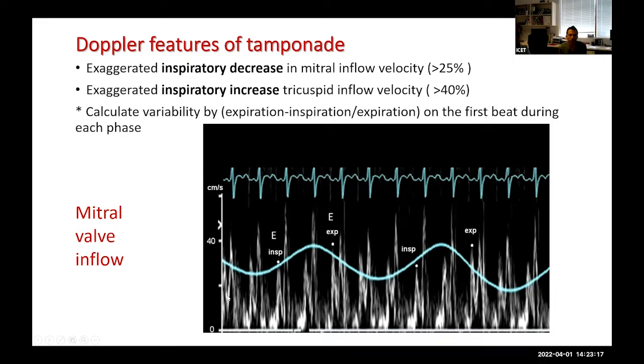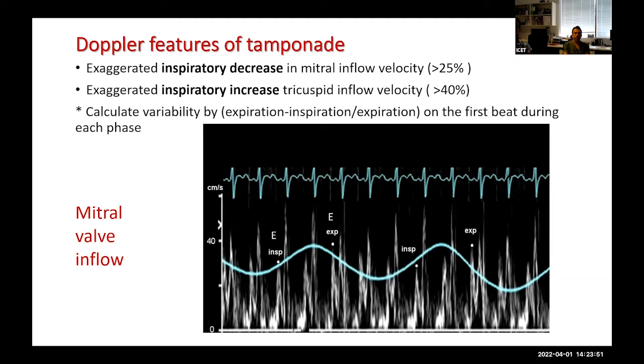Inspiration here, and this is expiration here. So you take the first beat after inspiration starts, and you take the first beat after expiration starts, like that, and you compare their relative sizes. And if there's a decrease in mitral inflow velocity with the E wave of more than 25%, then that is considered highly significant.